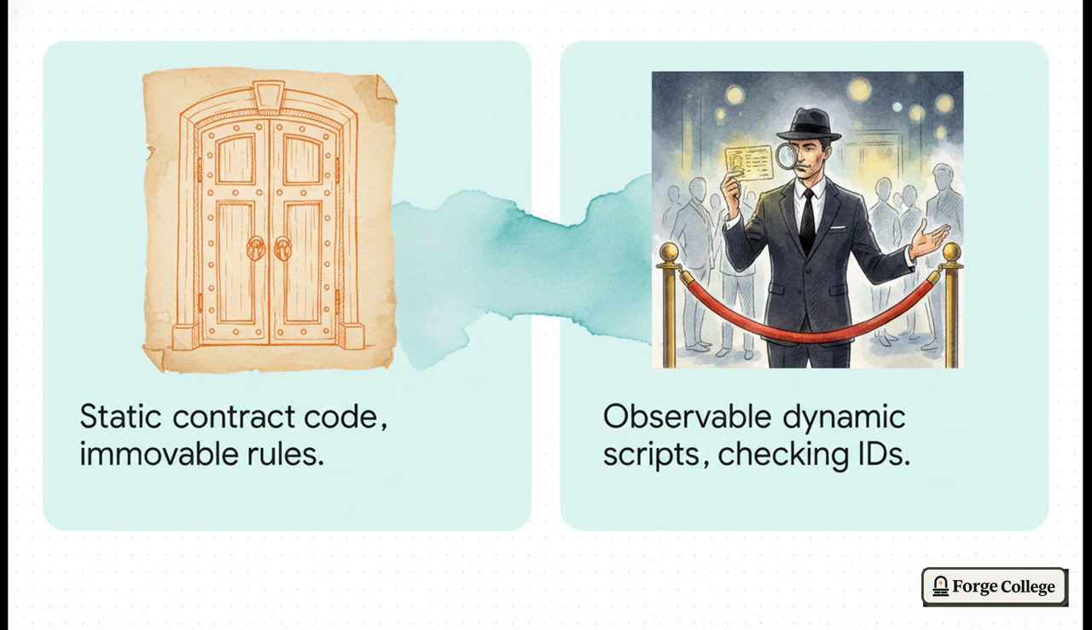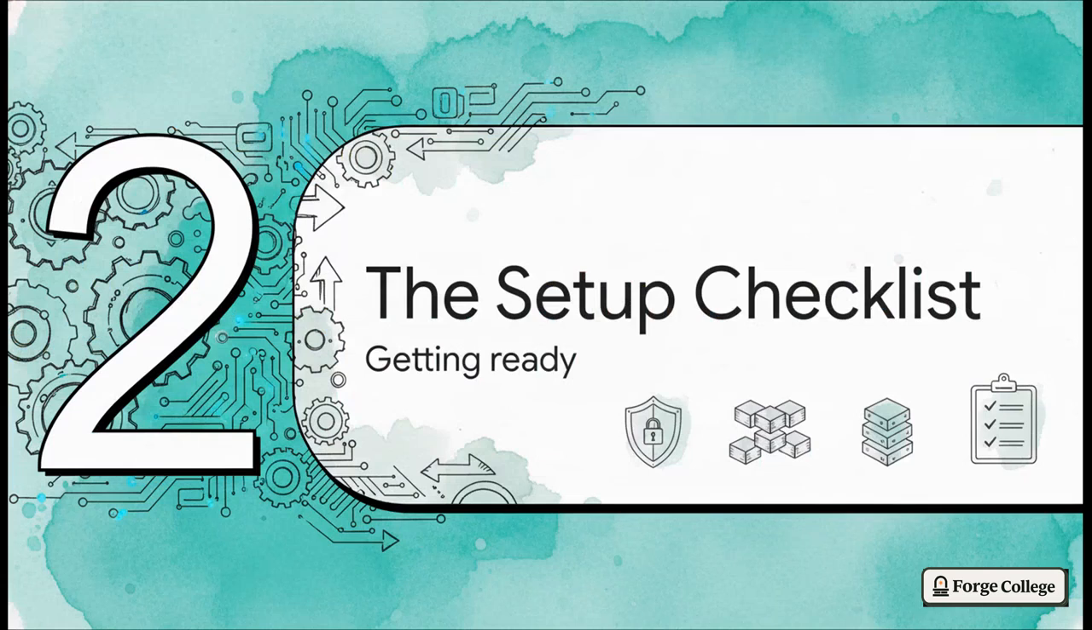These scripts are the crucial bridge between your hard-coded contract logic and real-world operational checks. They let us actually observe the state of our contract and, this is the big one, catch catastrophic security flaws way before we deploy it to a live high-stakes system. Moving right along to section 2, the setup checklist.